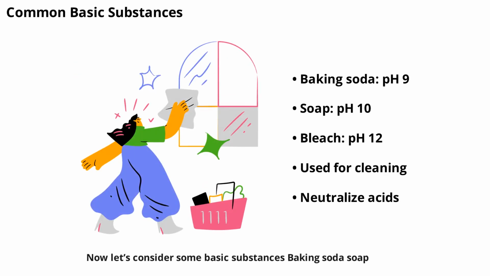Now, let's consider some basic substances. Baking soda, soap, and bleach are all basic, with pH values above 7. Baking soda is mildly basic at pH 9, while bleach is much stronger at pH 12. These substances are often used for cleaning and neutralizing acids. Their basicity gives them a slippery feel and the ability to break down grease and stains.